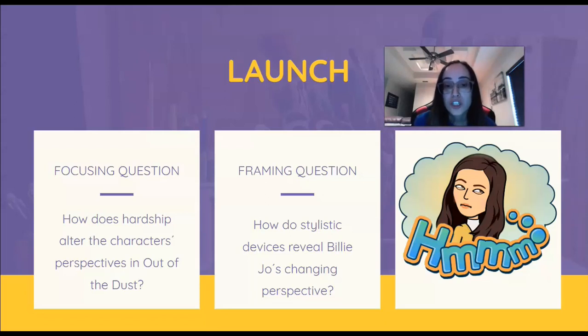And then our framing question is, how do stylistic devices reveal Billy Joe's character changing perspective? One more time, let me go ahead and read that again since I messed up. How do stylistic devices reveal Billy Joe's changing perspective? So in this case, boys and girls, you might be thinking, I didn't really understand that framing question, Miss Villarreal. Well, we need to examine what stylistic devices are in order to be able to answer that framing question. So that's exactly what we're going to do.